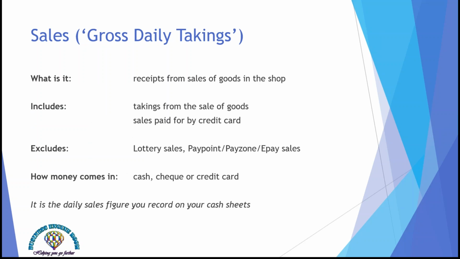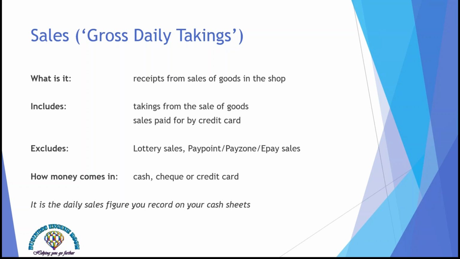So we'll start with sales, or otherwise called gross daily takings or gross daily sales. It's receipts from sales of goods in the shop. That's what it includes. Some people record any receipts that they get via credit cards, i.e. when your customers pay by credit card separately. Your gross daily takings or gross daily sales should include the goods that you sell, however you receive money for this, whether it be cash, check or credit card. So your sales should include all of that.